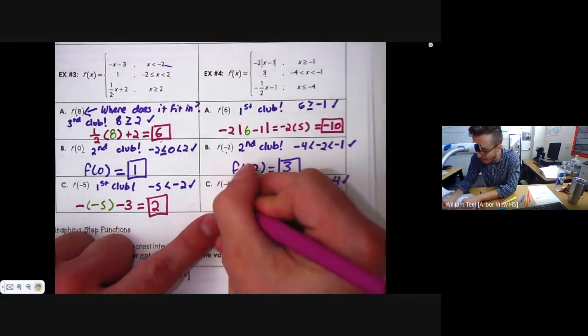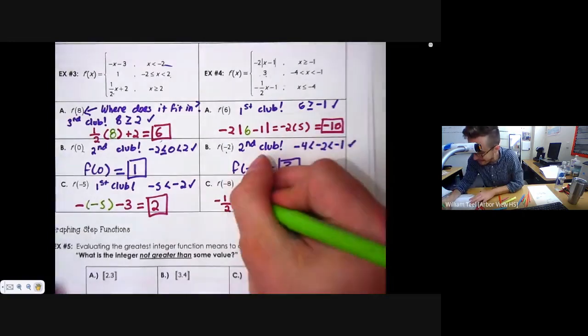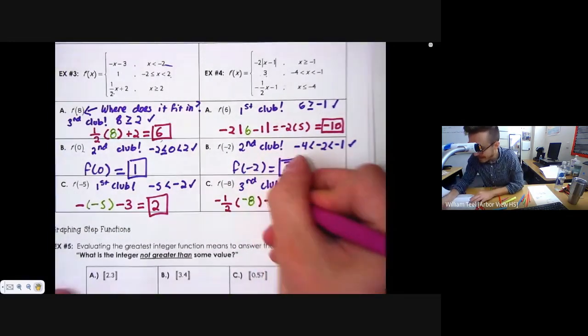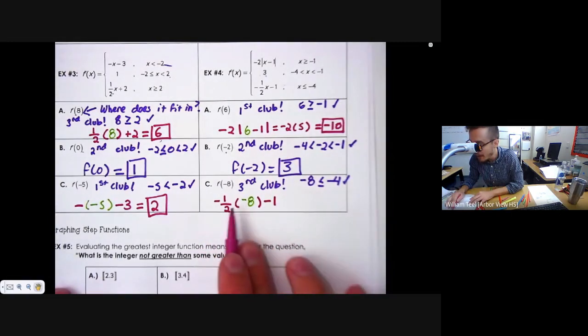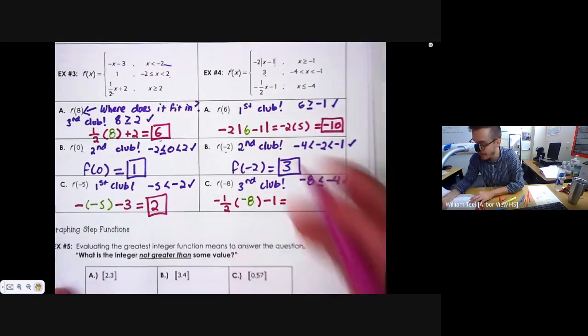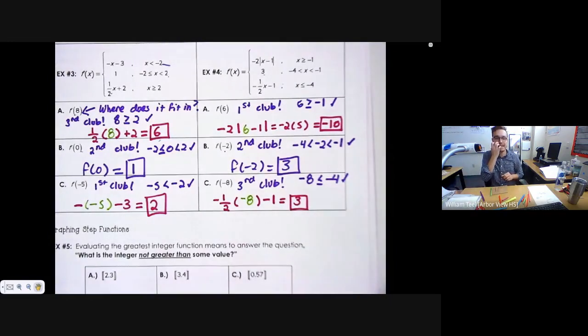So I have -1/2 times, I'm going to plug in -8, and I'm subtracting 1. -1/2 times -8, well, a negative times a negative is a positive. 1/2 times 8 is 4, so that's going to be equal to 4 minus 1, which is 3. And that is how we evaluate a piecewise function.